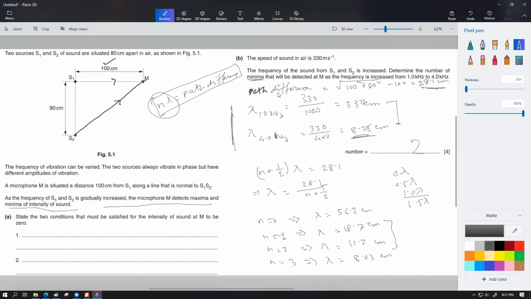So in my opinion, it is easier to remember the formula differently, and then you can just go for mathematical iteration for replacing the values of n. So n lambda, I mean full lambda path difference, is the deciding factor for maxima, and half lambda involved, which means n plus half lambda, is the deciding factor for minima. That, in my opinion, works better and is easier to remember, if you ask me.